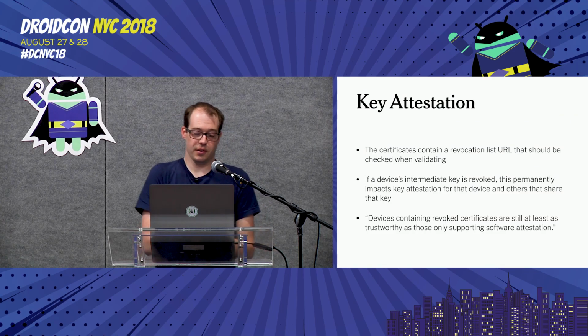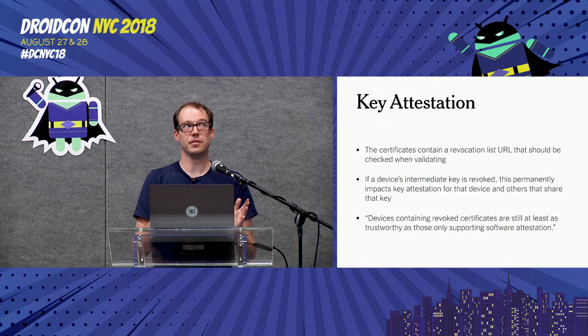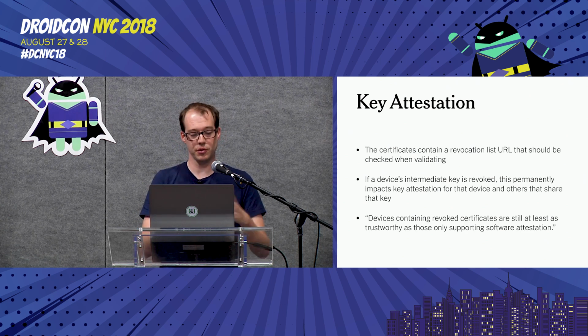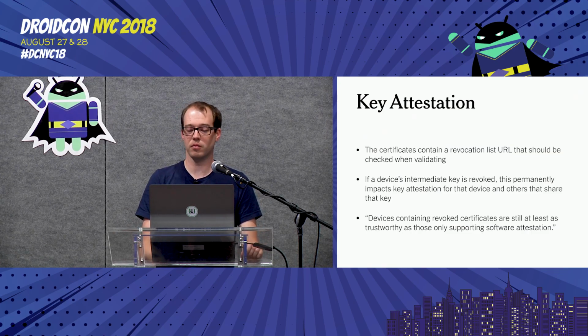Even still, the CDD specifically states that you should not treat a revoked intermediate key as a negative sign, just as a neutral sign, no worse than if you had a software attestation. But you don't get the true strength of Google having vouched for that key anymore.